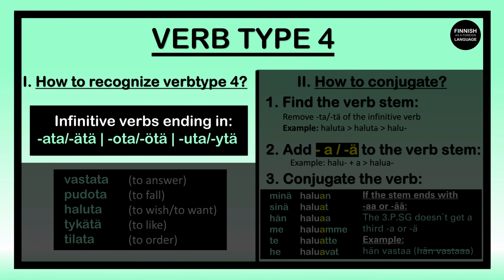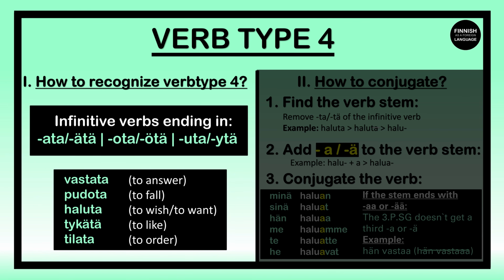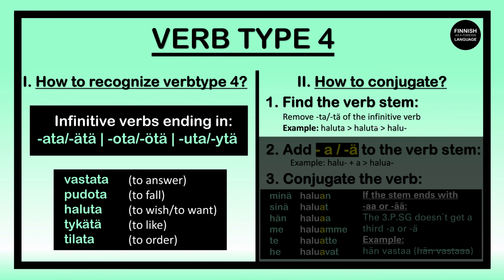Here are some examples. Vastata, to answer, pudota, to fall, or haluta, to want or to wish. How do we conjugate verb type 4? Also here we have 3 different steps to follow. The first one is finding the verb stem. Here we remove ta or te from the infinitive verb. Our example, haluta, to wish, we remove ta and we get halu, which is our verb stem.